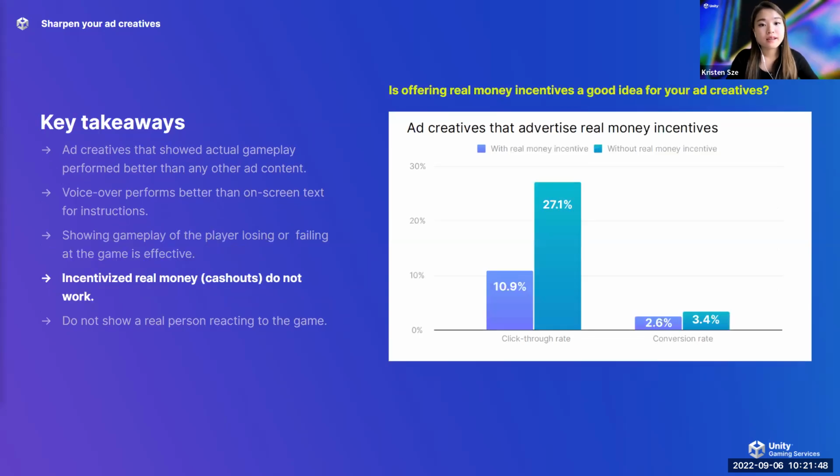Another call out is that even though a lot of casino games recently like to advertise their games with real money incentives, users are typically quite bothered by ads that look like a scam. Hence, they are associated with 60% lower click-through rate and 24% lower conversion rate.